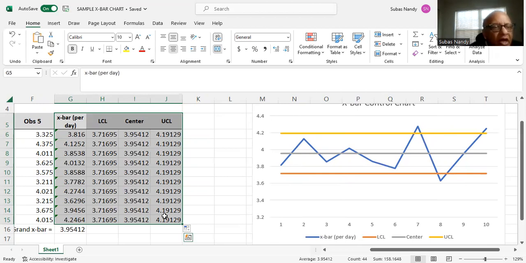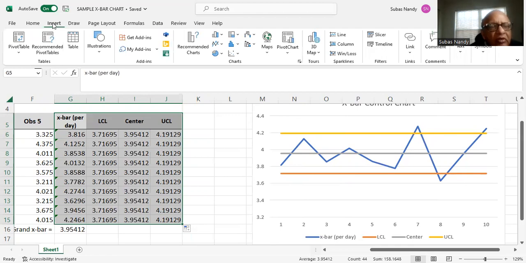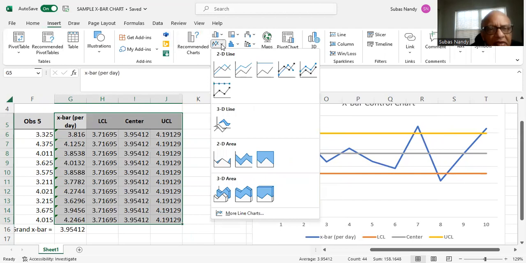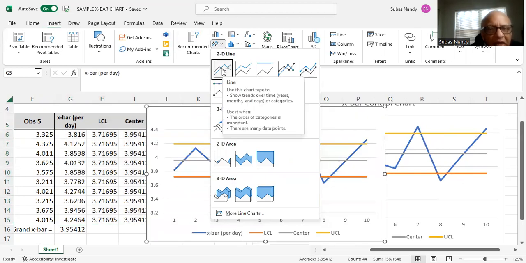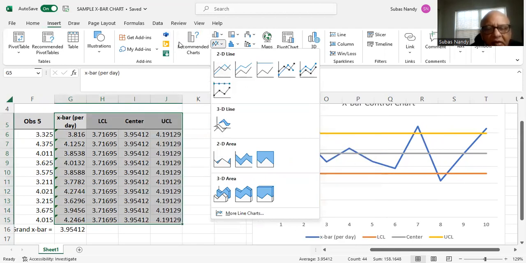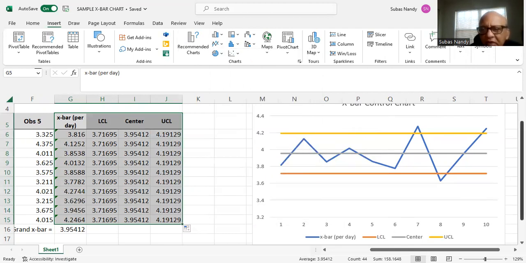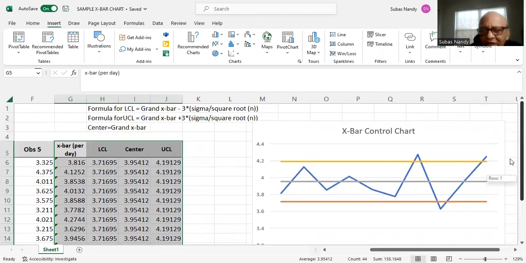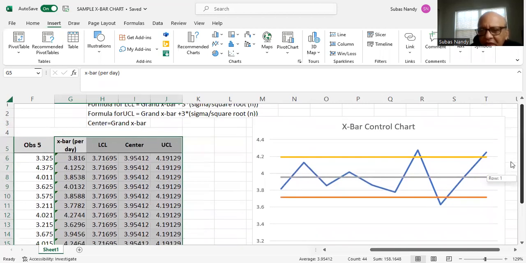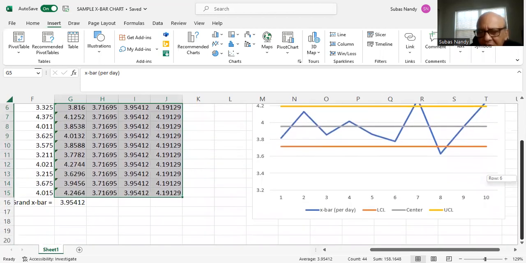Okay, and then I go into home. Sorry, I go into insert on the top row. Okay, and I select this type of chart, and then it will automatically make a chart for me, just like you see here. Okay, it will give you the headings. The title of the chart you have to type: X bar control chart. But it will indicate what the lines are.